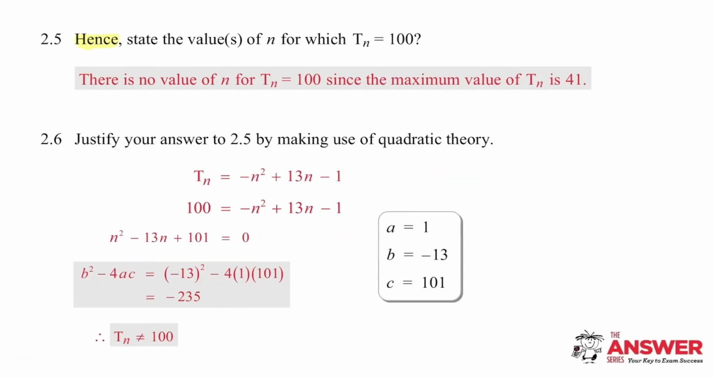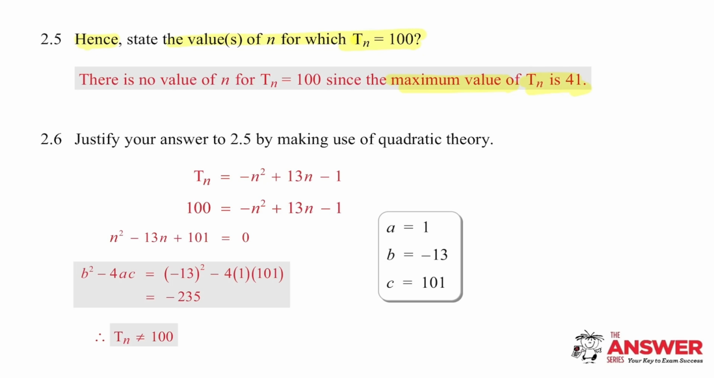Hence is a big hint. It means that we are going to use what we have just done to work out the values of n for which Tn is equal to 100. Now, you should be thinking about this and saying, hang on, what are they talking about? We've just worked out the fact that Tn is 41 is the maximum value. So how can they ask us to find the position of a term that produces a value of 100?